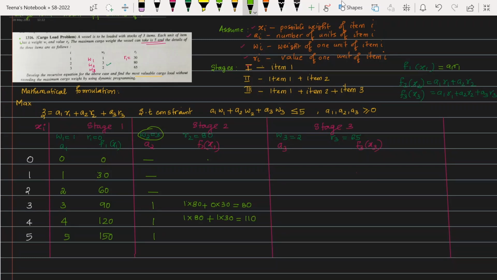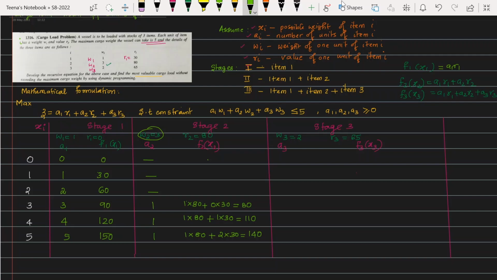Okay. Then when it comes to xi equal to 5, 1 unit of item 2 is taken. So 1 into 80, 2 more units is required, so that 2 more units is taken from item 1. So 2 into 30, so 80 plus 60 equal to 140. So that is how we calculate the stage 2.